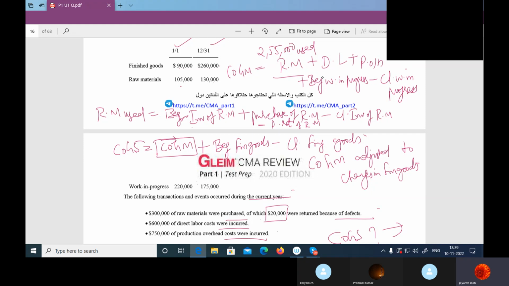Plus, you should take direct labor and production overhead. Add. Plus beginning work in progress is 2,20,000, minus closing work in progress is 175. When you do all that adjustment, you get COGM. Take COGM here, add beginning finished goods, less closing finished goods, and you will get COGS. Finish it fast. I'm waiting for the final answer.